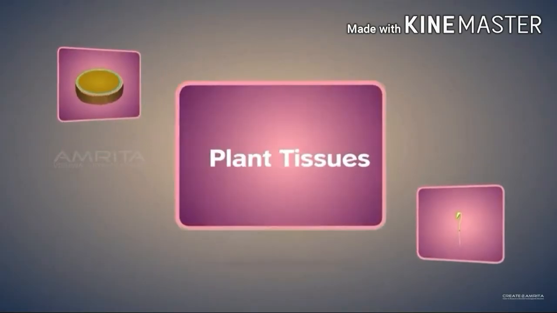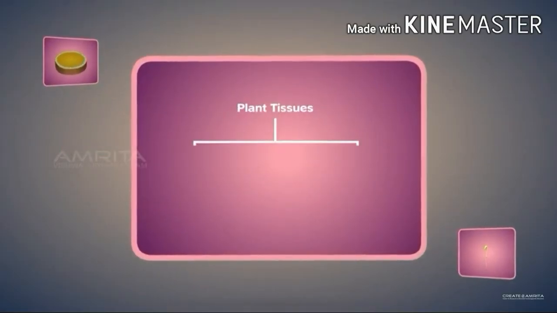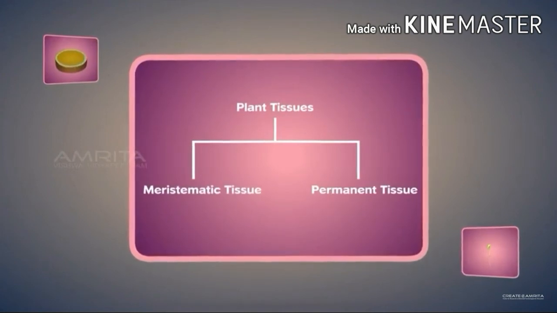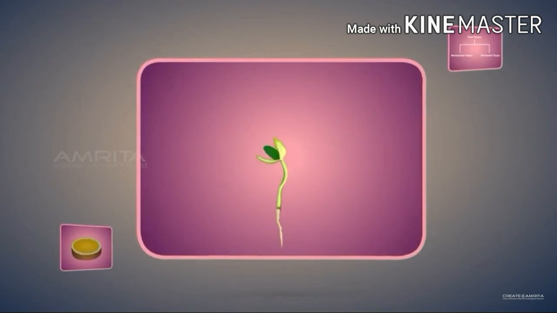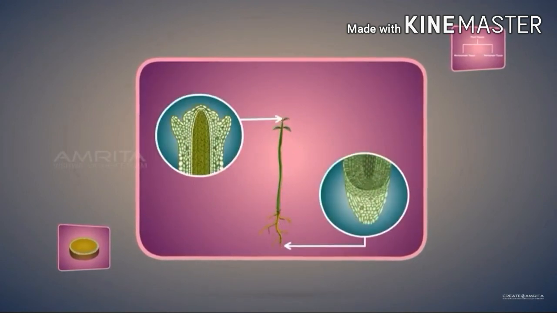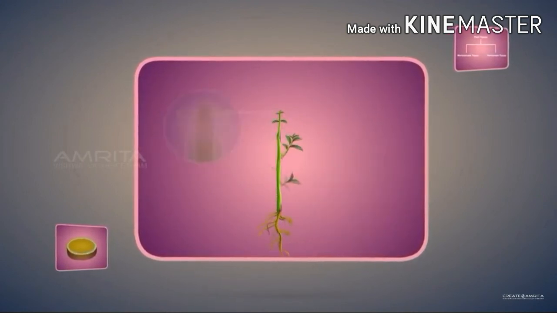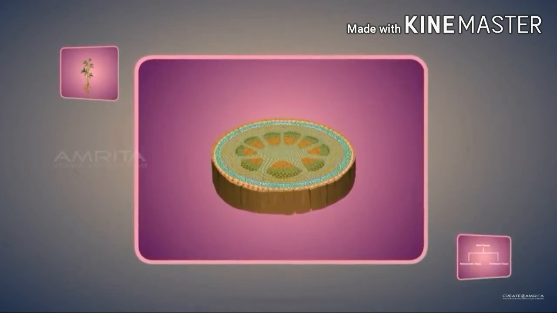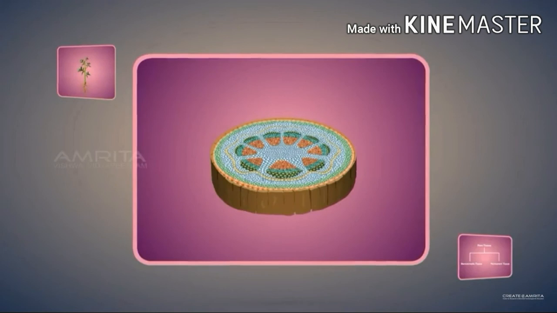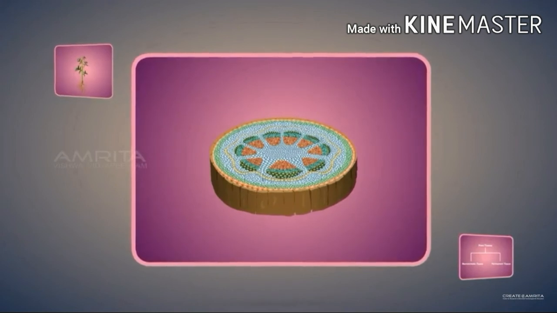Things to remember. Plant tissues are basically classified into meristematic and permanent tissues. Meristematic tissues divide throughout their life and promote plant growth. Permanent tissues are derived from meristematic tissues and facilitate transport, preparation of food, and provide support to plants.